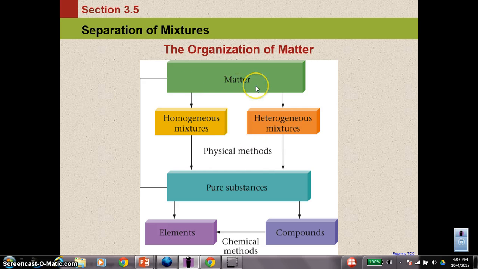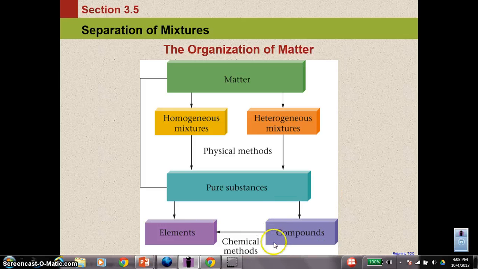For example, matter can be broken down into heterogeneous and homogeneous mixtures. And we can use physical methods to separate the hetero and the homogeneous mixtures down to a pure substance. Those pure substances are either going to be compounds or elements, and we can take the compounds and further break those down using chemical methods into the individual elements. Matter can also just be a pure substance. That pure substance, again, is either made up of elements or compounds, or maybe both.